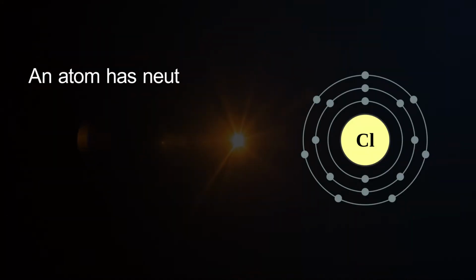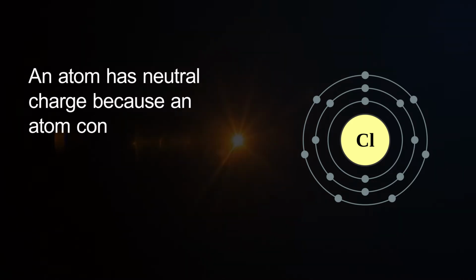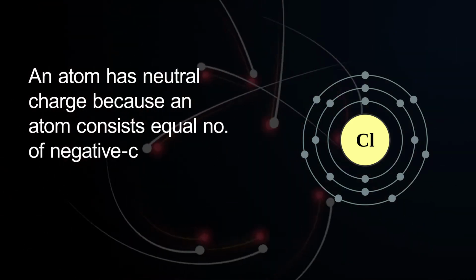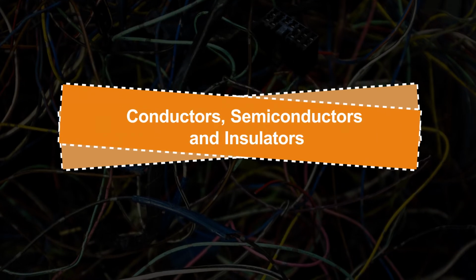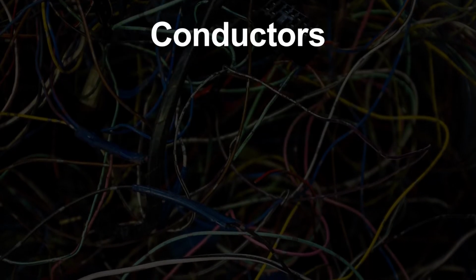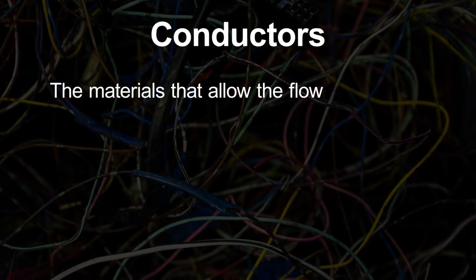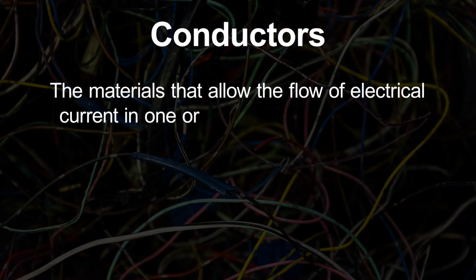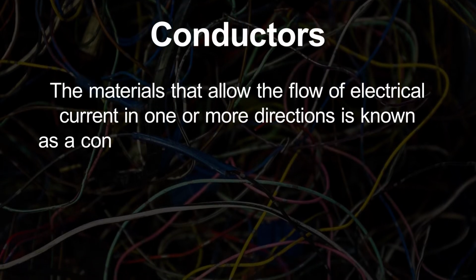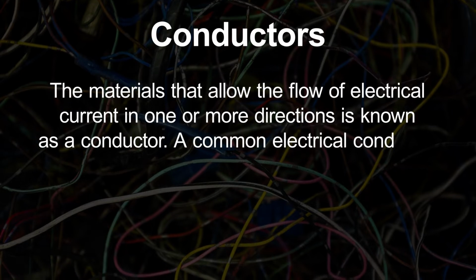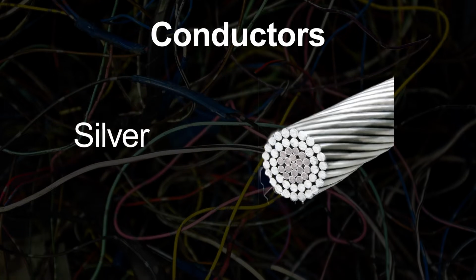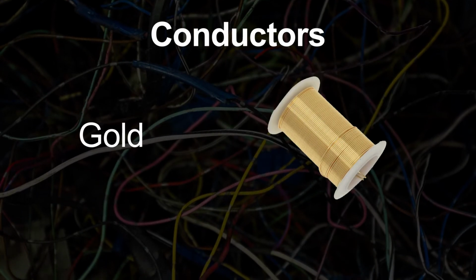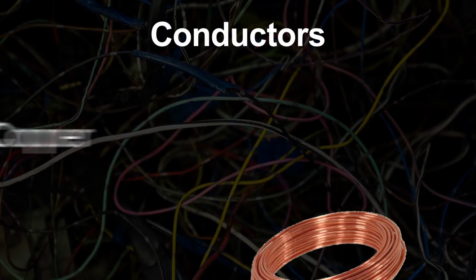An atom has neutral charge because an atom consists of an equal number of negatively charged electrons and positively charged protons in it. Conductors, semiconductors and insulators. Conductors. The materials that allow the flow of electrical current in one or more directions are known as conductors. A common electric conductor is a metal wire. Commonly used conductors include silver, aluminium, gold, cast iron, steel, copper.